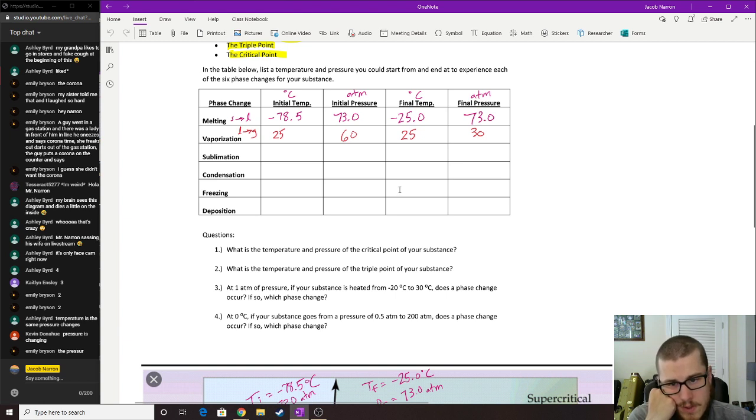Okay, let's do, we can do sublimation. It's not that confusing when you are just using a PT diagram. So sublimation. As you guys know, sublimation is where you start as a solid and it becomes a gas. So we're going from solid to gas this time. We can do that. It's not a big deal.